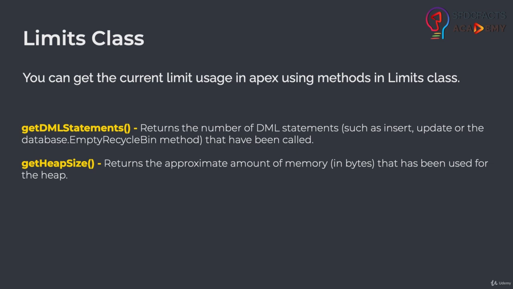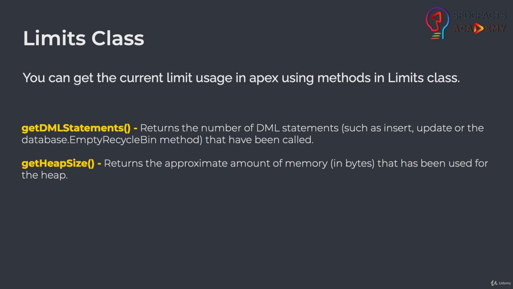You can get the usage of your current governor limits in an Apex transaction by using the methods from the Limits class. There are methods available in the Limits class that can tell you about the current governor limits utilization and the total allowed limit. So if you want to know about the utilization of a particular governor limit, then there are some methods in the Limits class like getDmlStatements and getHeapSize, and there are many more.